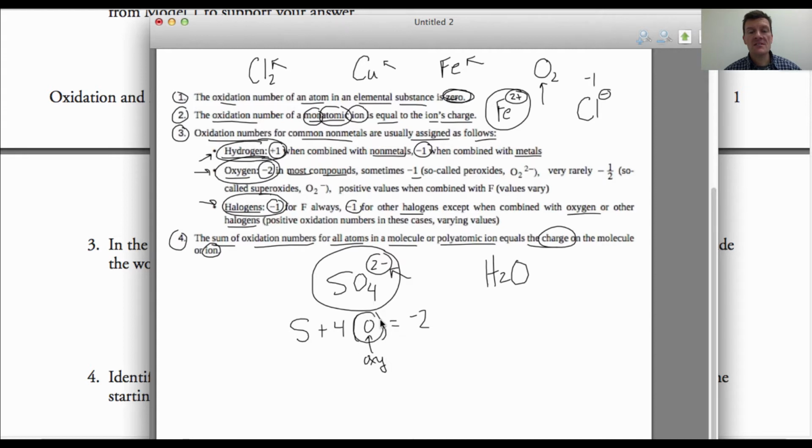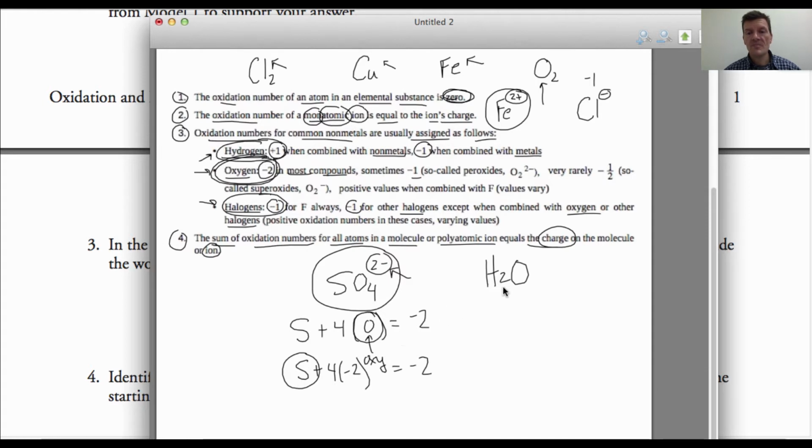And if we know oxygen, it's given to us, usually it's -2. If we know oxygen, S plus 4 times -2 has to equal -2. Well, hopefully you see that you can solve for the oxidation number of S there.